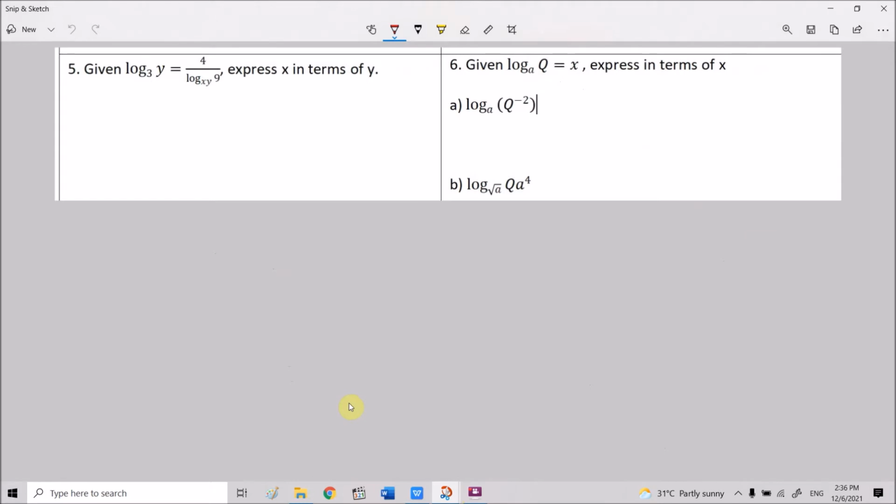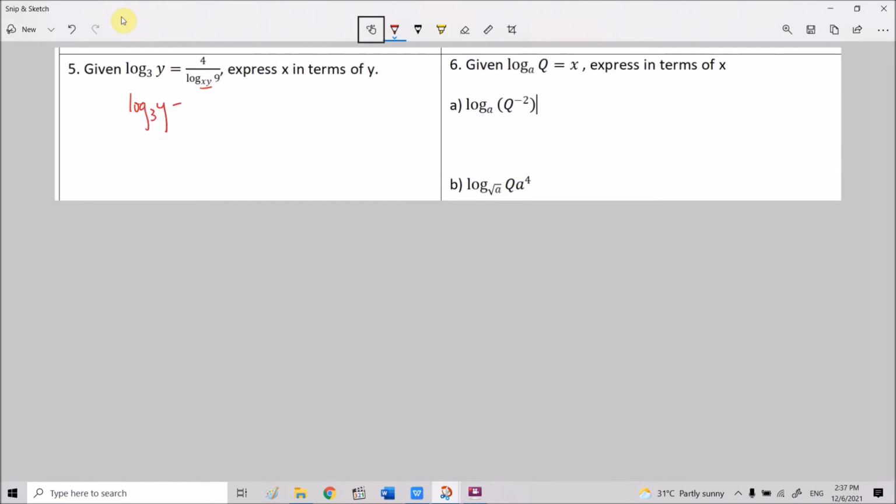Given log base 3 of y equals 4 over log base xy of 9, express x in terms of y. Okay, since you see this given equation here, one of the logs has base 3, one of the logs has base xy. So the first thing we do, we try to convert one of these so that both have the same base. So let's convert the log with base xy to log base 3.